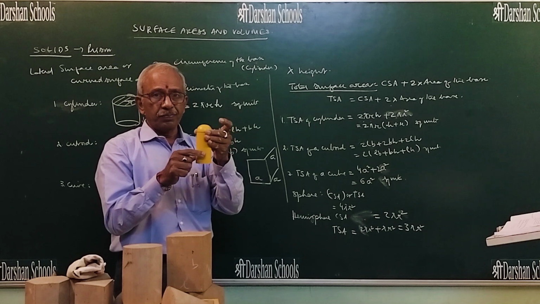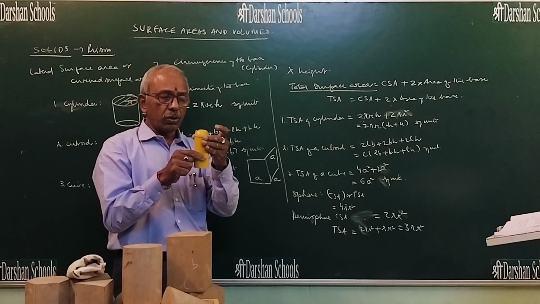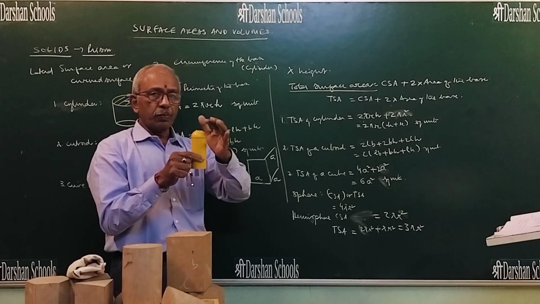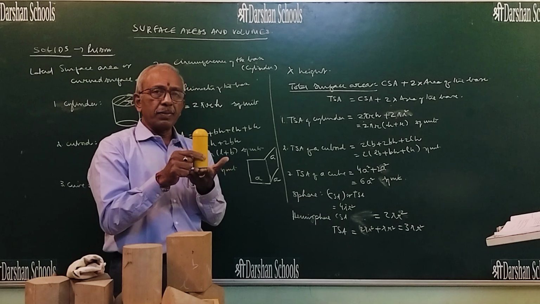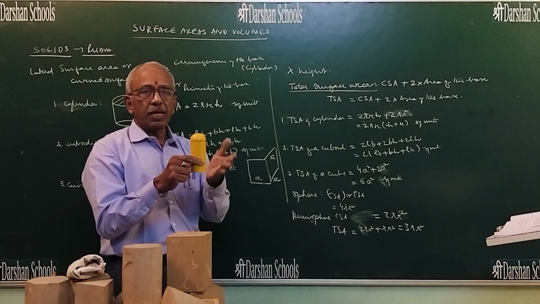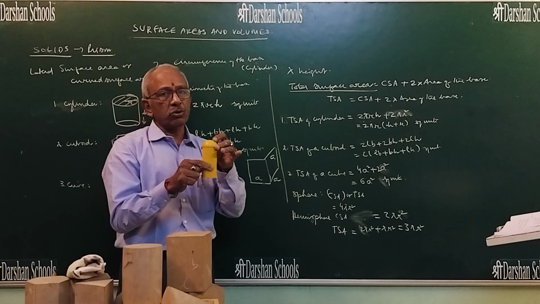this mixed solid. If I want to find the total surface area of this mixed solid, then this is 2 pi r h, this is 2 pi r square, and here, at the bottom, pi r square. So 2 pi r h plus 3 pi r square gives you the total surface area of this mixed solid.